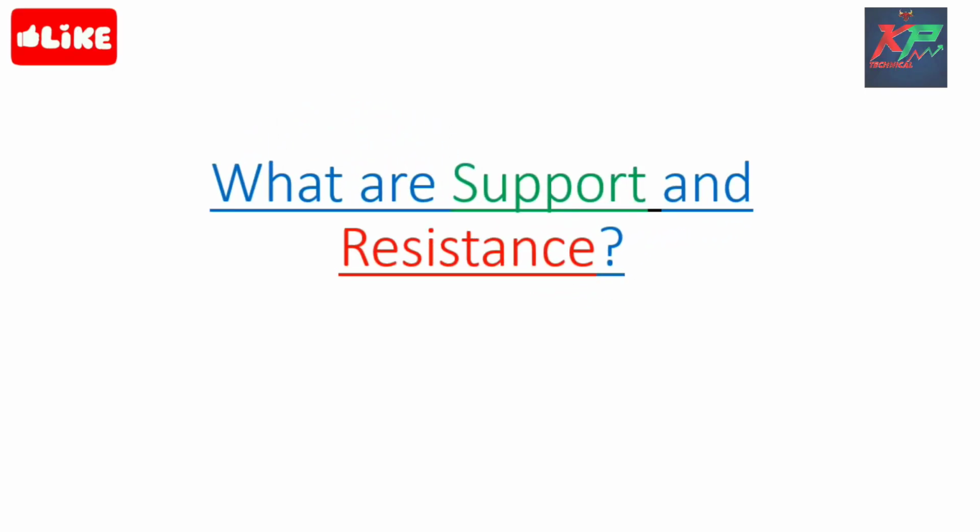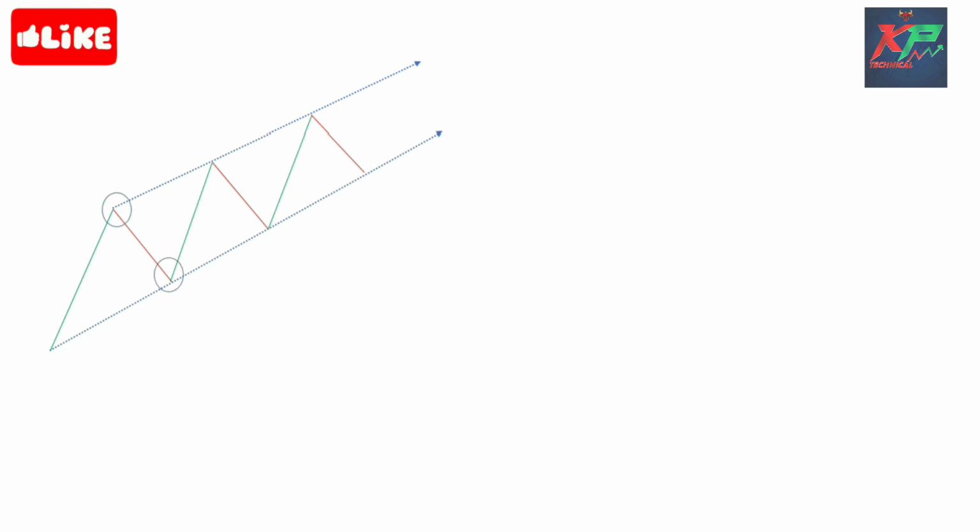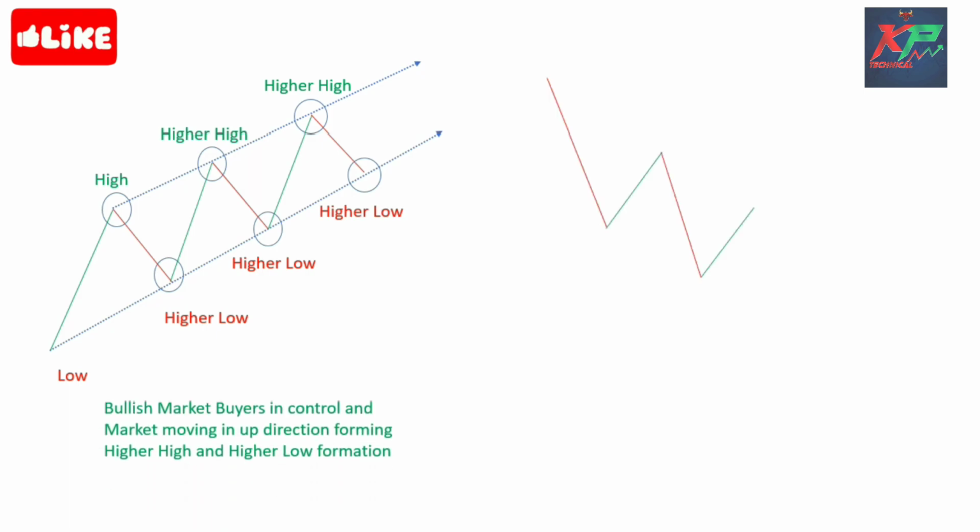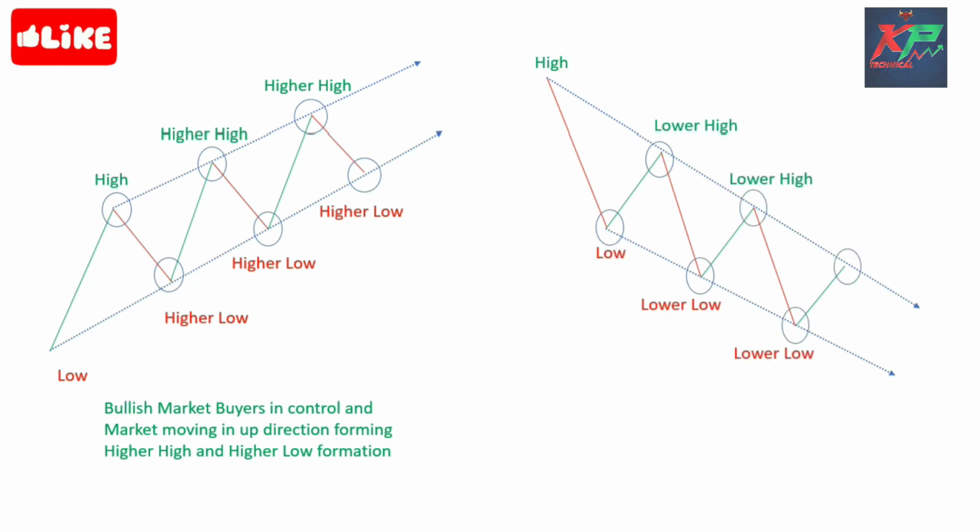What are support and resistance? Bullish market: buyers in control and market moving in an upward direction, forming higher high and higher low formation. Bearish market: sellers in control and market moving in a downward direction, forming lower low and lower high formation.